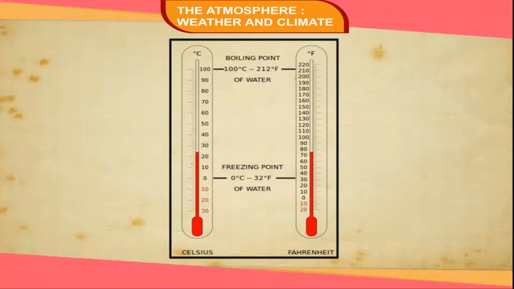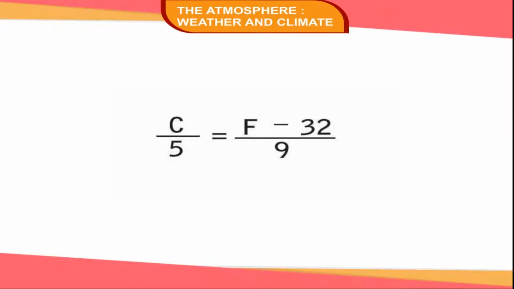We use two different scales, Fahrenheit and Celsius. On the Fahrenheit scale, the freezing point is 32 degrees Fahrenheit and the boiling point is 212 degrees Fahrenheit. On the Celsius scale, the freezing point is 0 degrees centigrade and the boiling point is 100 degrees centigrade. The temperature on one scale of measurement is converted to another by using the formula C/5 = (F - 32)/9.